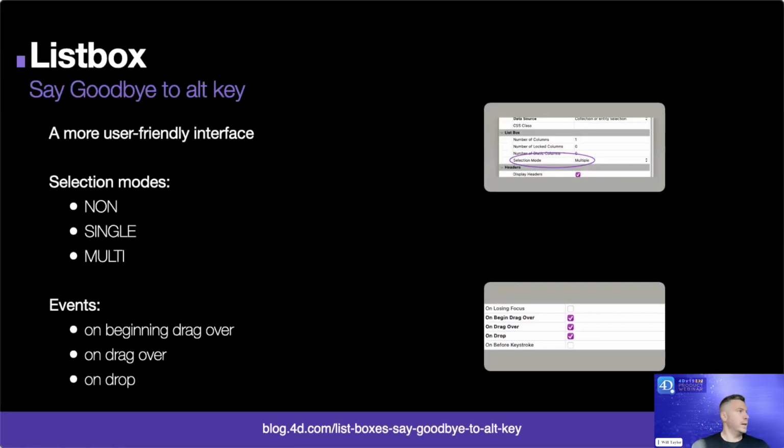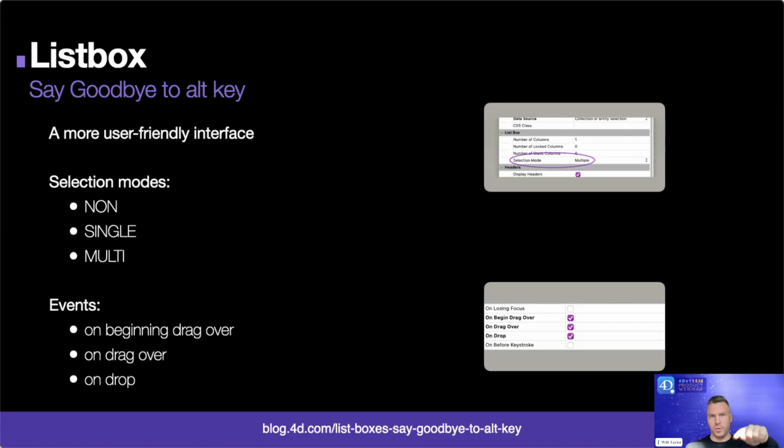And list box: say goodbye to the Alt key. So the title says it all. Starting with 19R7, there's no need to hold the Alt key anymore when you want to move several items in a selection from a list box. So for us, this is a more user-friendly interface. Before, this operation required pressing the Alt key.